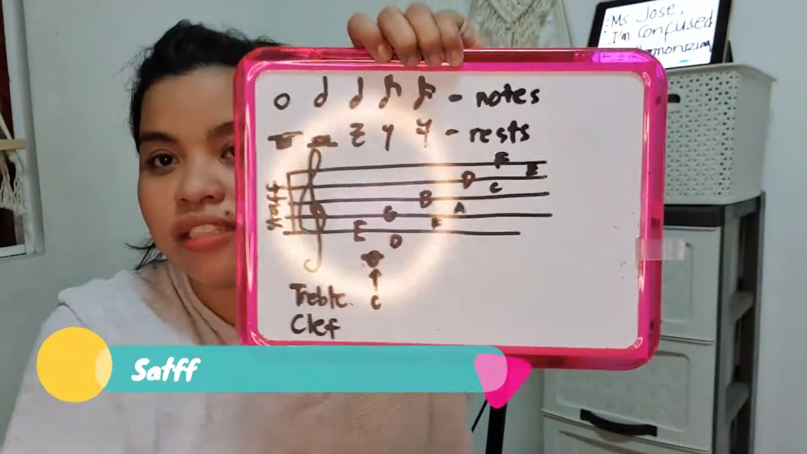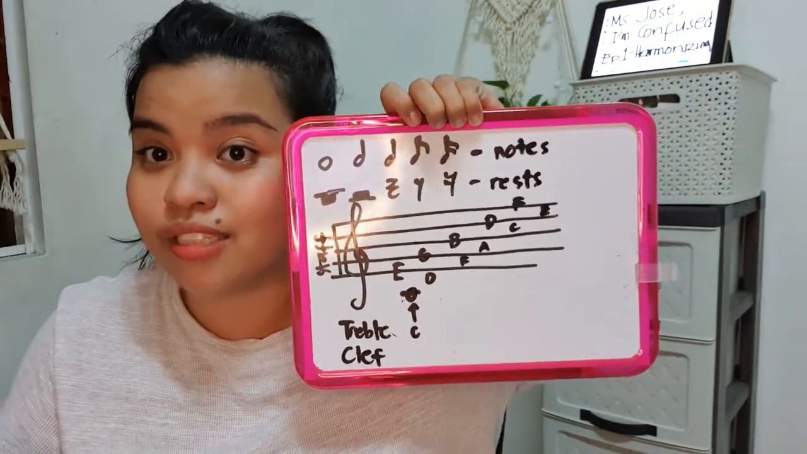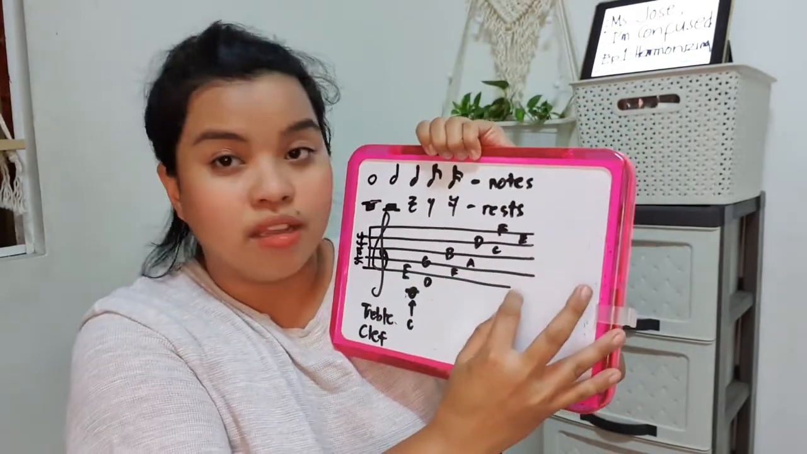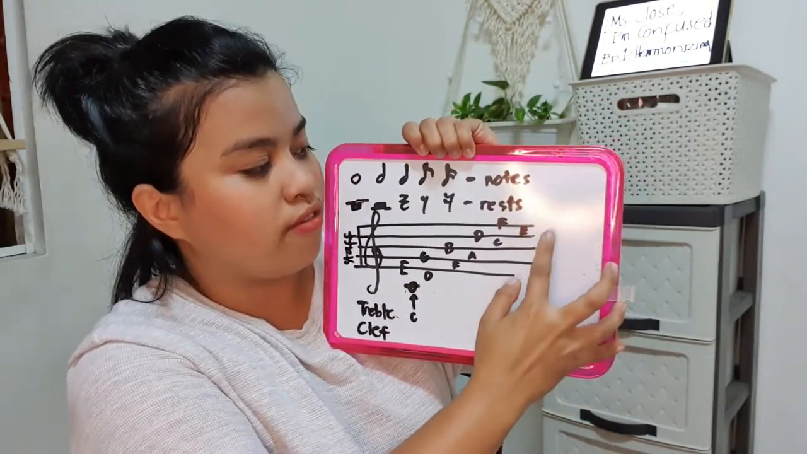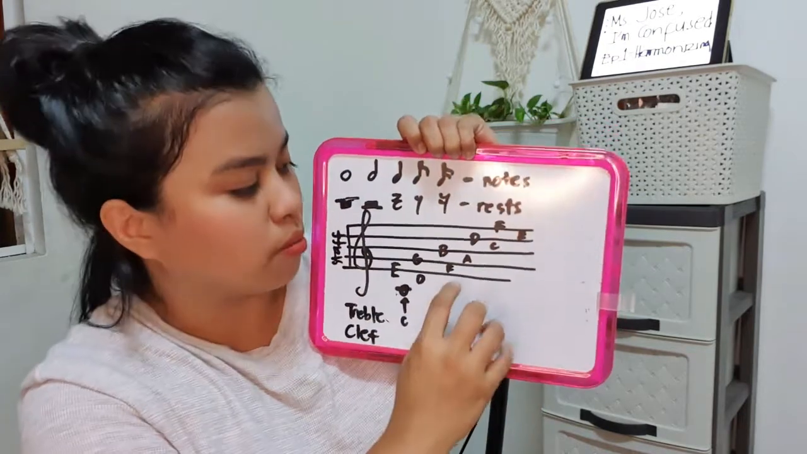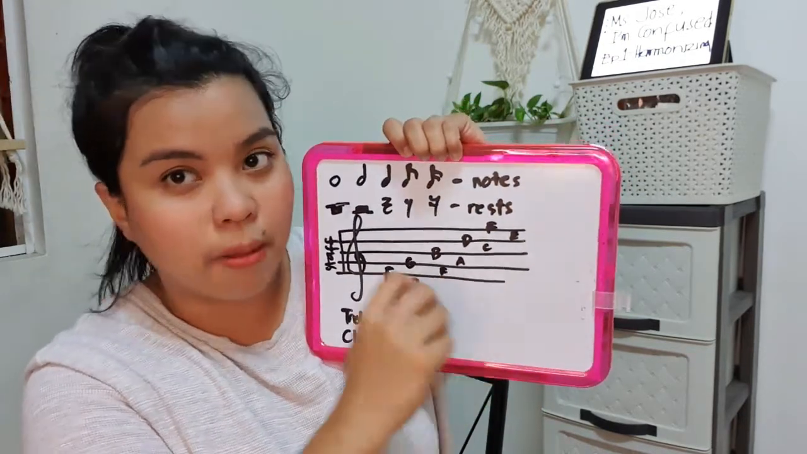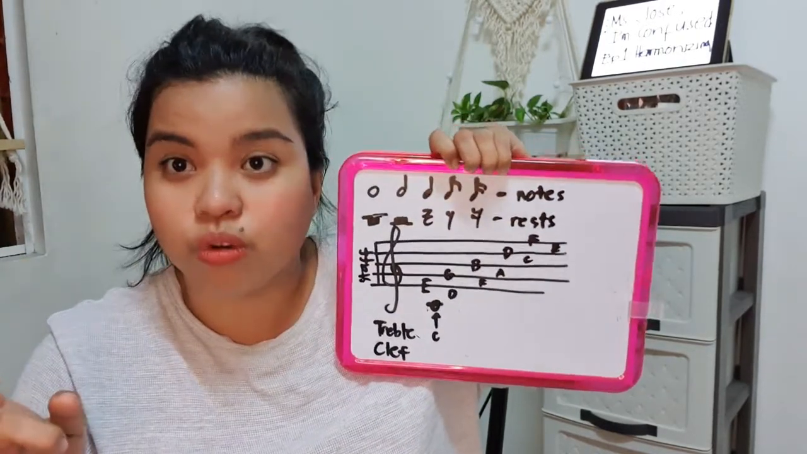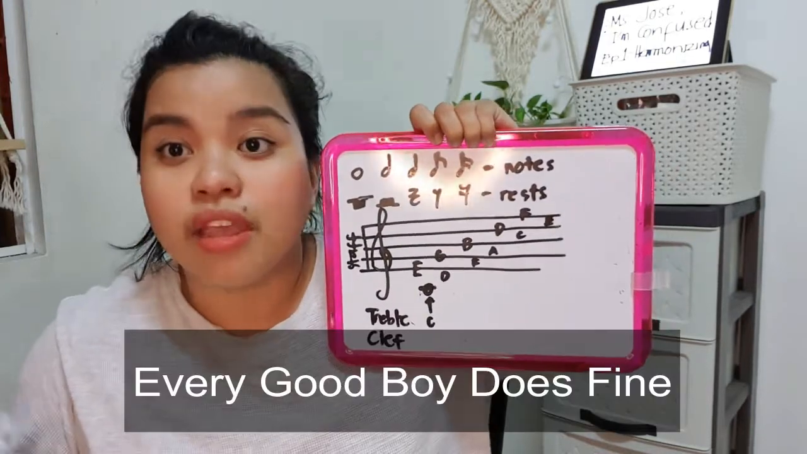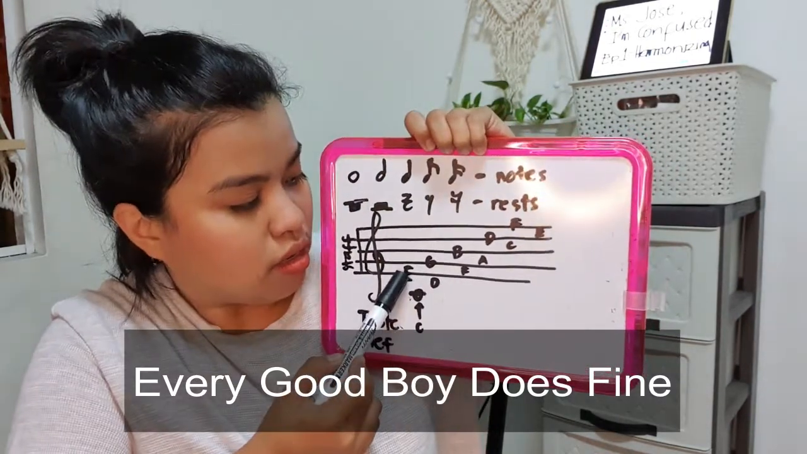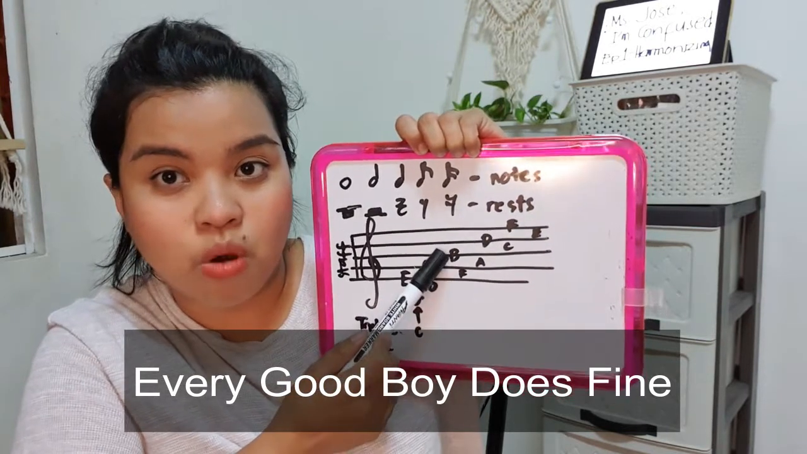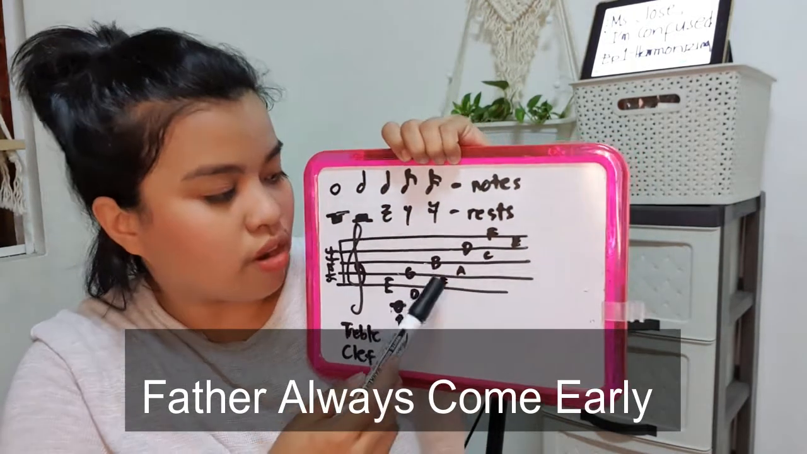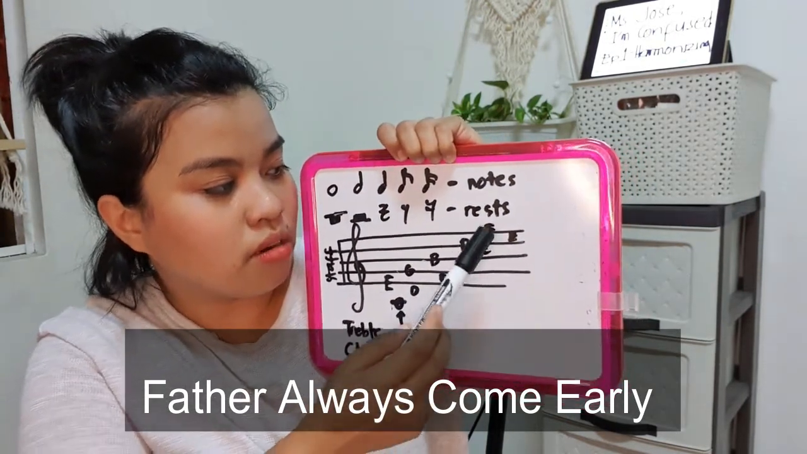These 5 lines technically and understandably have 4 spaces in it. These are the 5 lines: 1, 2, 3, 4, 5. Always count from the bottom. And then the spaces are 1, 2, 3, 4. Now, I assume in grade school, you already know the acronym Every Good Boy Does Fine. And the spaces as FACE, always come early.